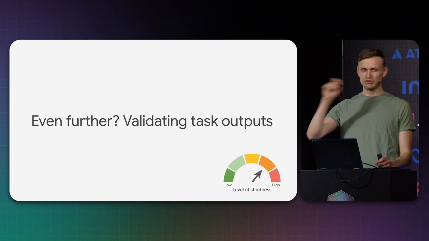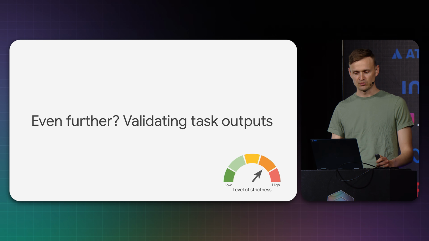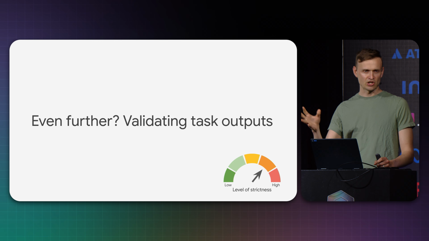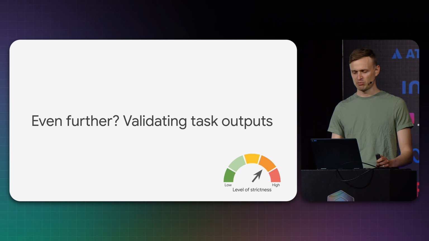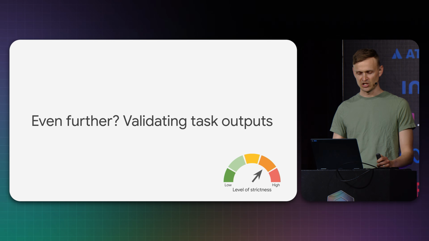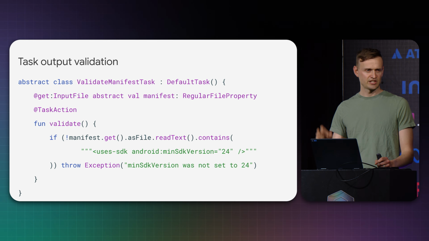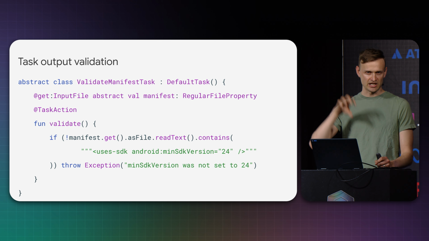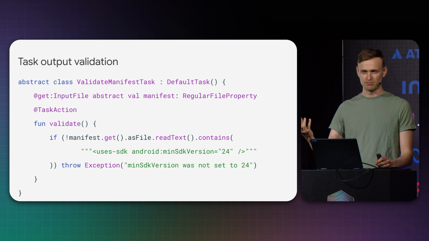All right. What if we want to go even further and keep cranking that dial? We can do even better by validating the outputs of tasks that you care about. For example, if you have something that produces an AAR for an Android library or a jar for a Java project, you can actually validate the artifacts themselves. What would that look like? If you decided as a company that the minimum SDK version for your Android library is 24, you can actually enforce that the value inside of the AAR file, the manifest file in fact, is 24.